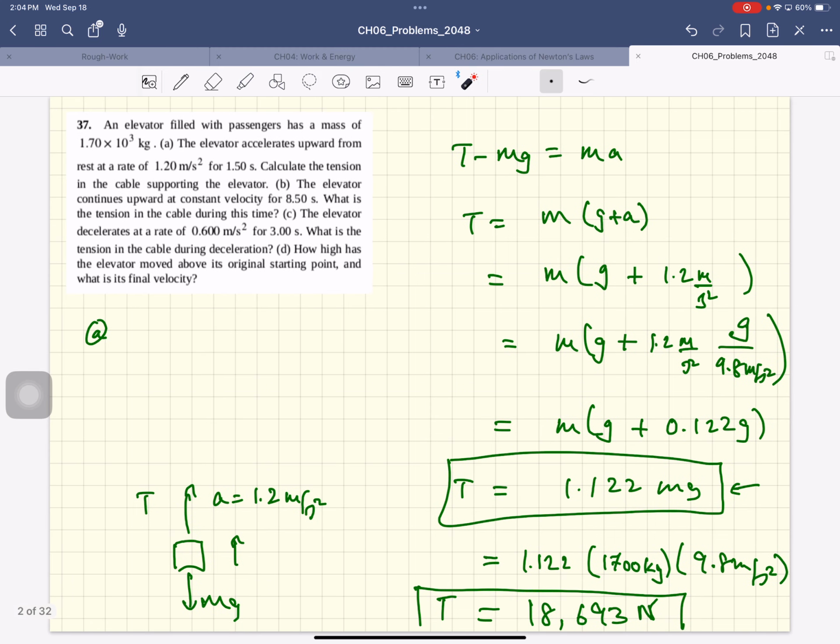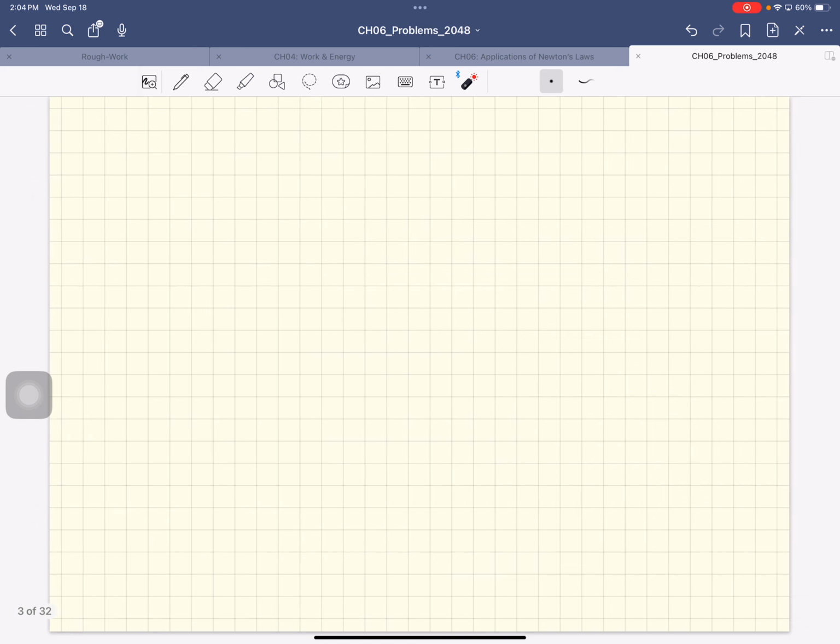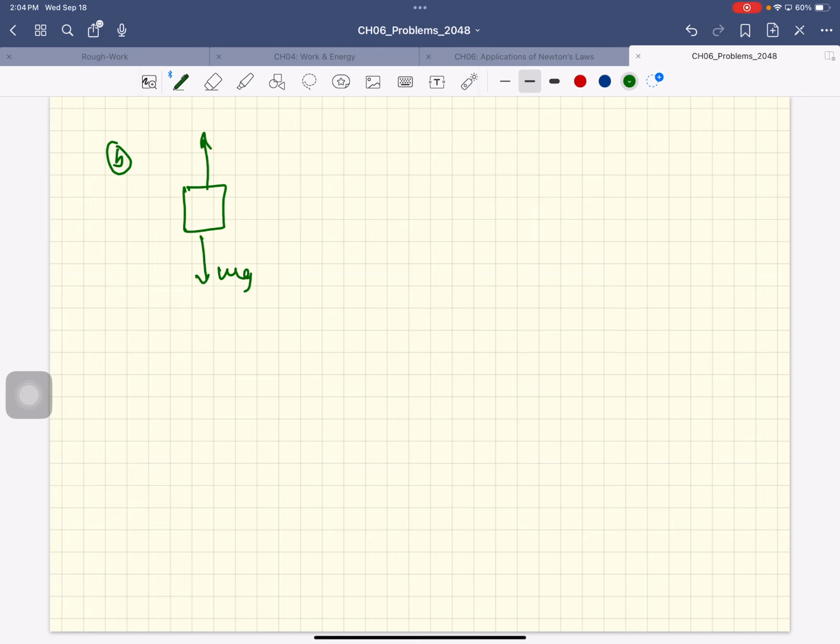Okay, part B says the elevator continues upward at constant velocity for 8.5 seconds. What is the tension in the cable during this time? When it's going at constant velocity, acceleration is 0, so the tension is equal to the weight.